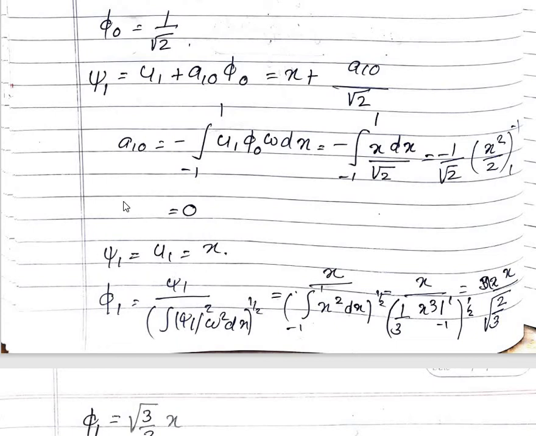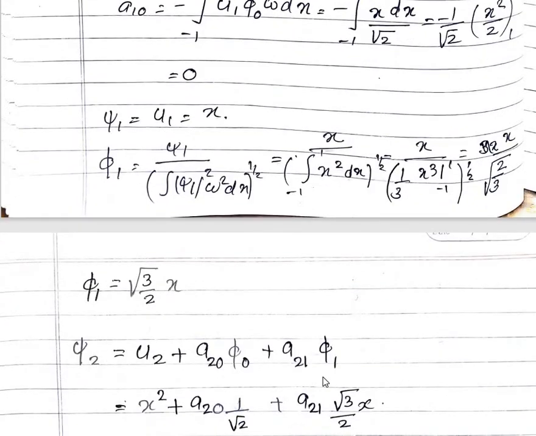Next we have to normalize this function. So phi 1 is equal to psi 1 divided by the integral of psi square w dx whole raised to 1 by 2. So psi 1 is x divided by the integral between the limits minus 1 to 1 of x square dx. When we do this integration and put in the limits, we get x by square root of 2 by 3. So phi 1 is equal to square root of 3 by 2 times x. So this is the normalized function.